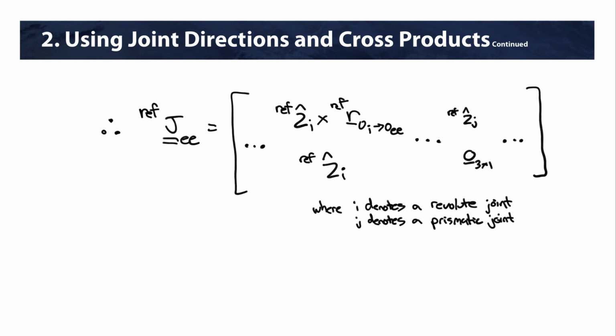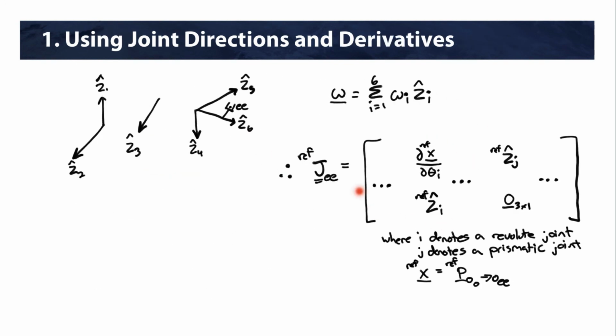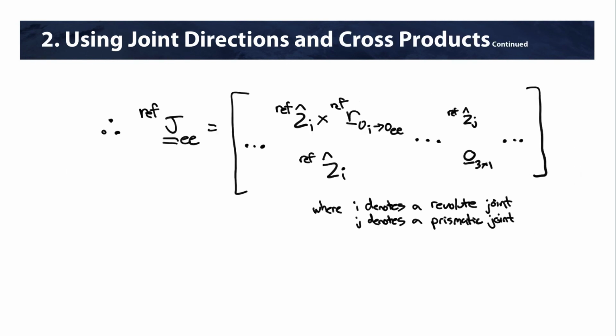Now either formulation, either this formulation or this formulation, will get you your Jacobian, right? They'll return the same Jacobian. It's just two different approaches. And we'll also look at an example of how we use this method to find the Jacobian for a spatial manipulator in a subsequent video.